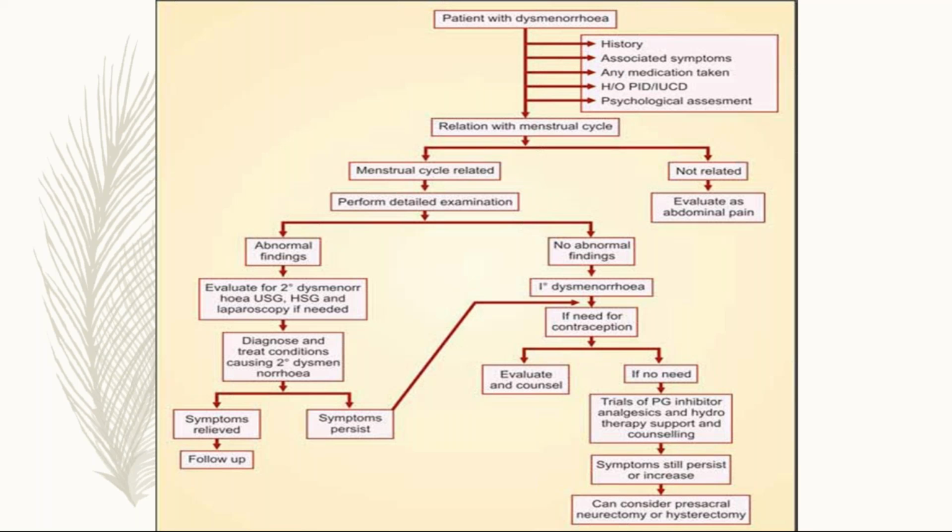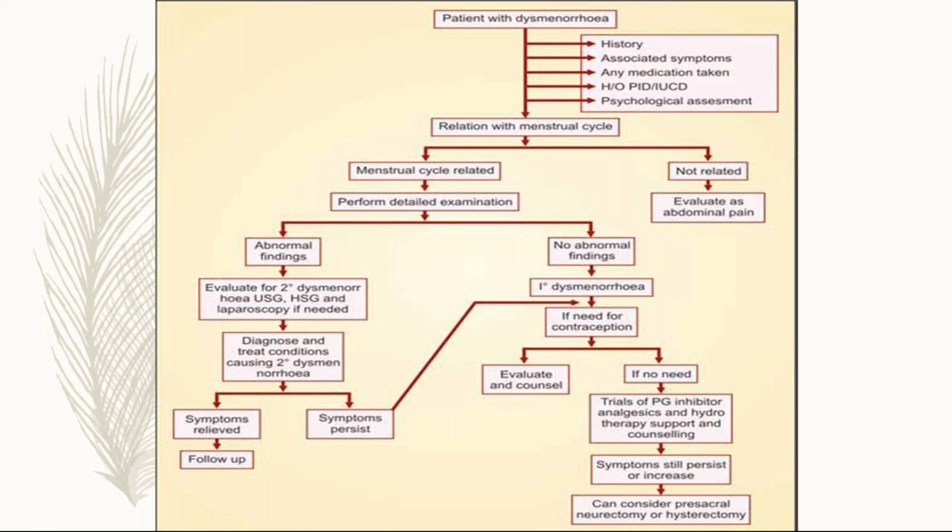If we get a patient with dysmenorrhea, first we have to take a thorough history, associated symptoms, any medication taken, history of PID and IUCD, and psychological assessment. Then we should ask whether it is related to the menstrual cycle. If it is not related to the menstrual cycle, then we have to evaluate it as abdominal pain. If it is related, perform a detailed examination. If we get any abnormal findings, evaluate for secondary dysmenorrhea: ultrasound, HSG and laparoscopy if needed. If no abnormal findings, treat it as primary dysmenorrhea.